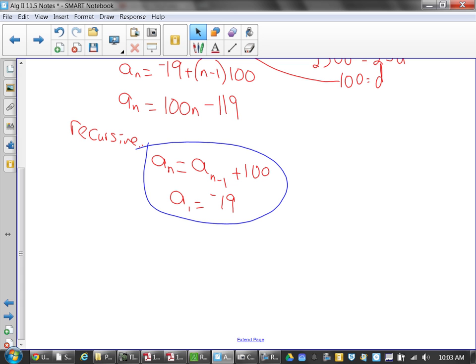You guys can probably figure that out. I don't have to go through that one, right? 24th term? 24 times 100. 2400. Subtract 119. 2281. Okay. Now, let me show you what it looks like geometrically.